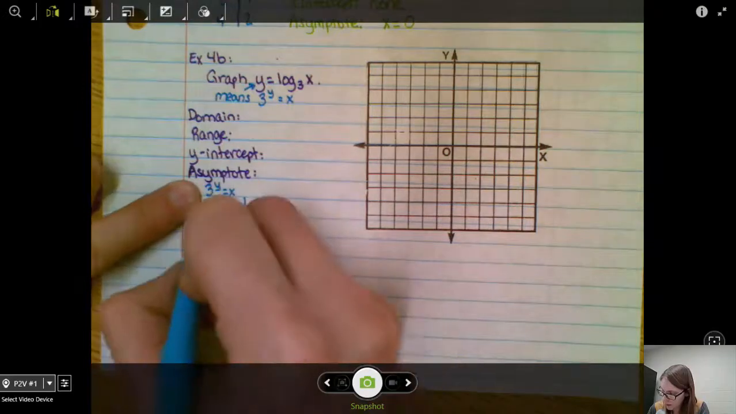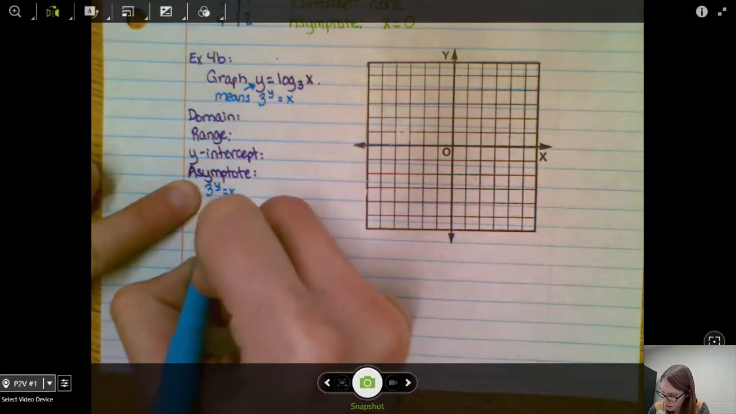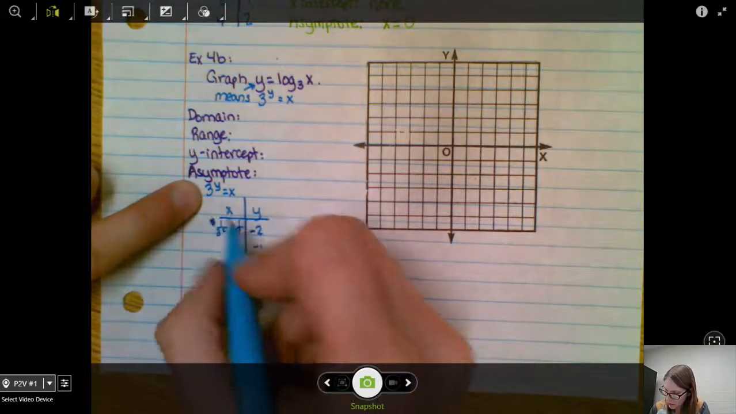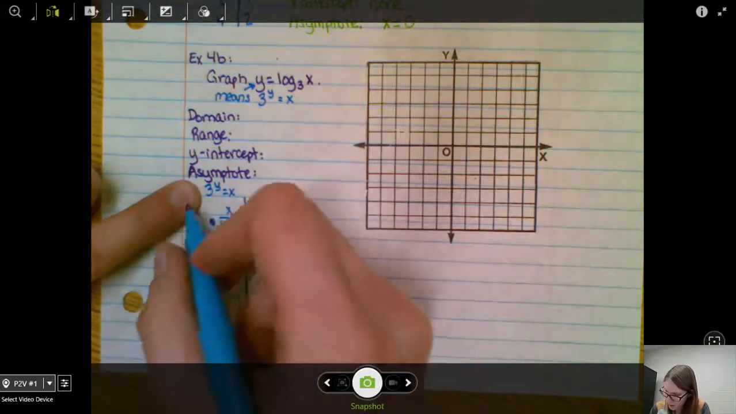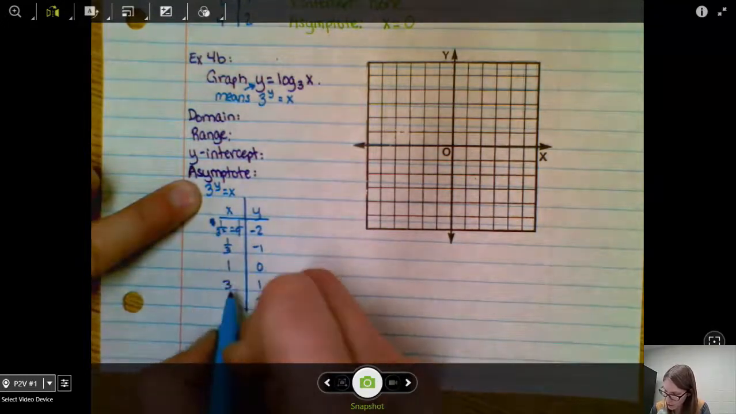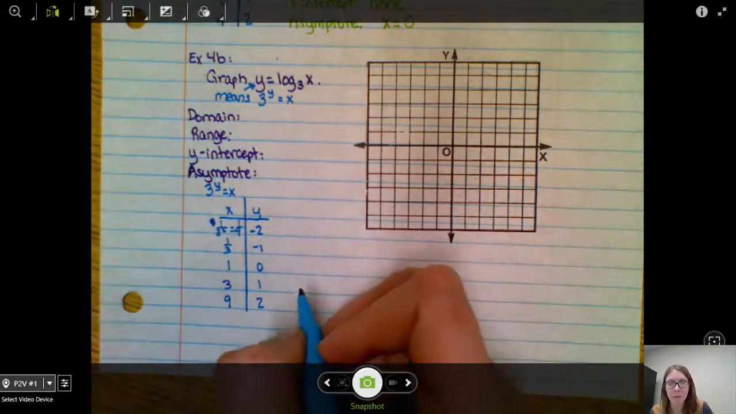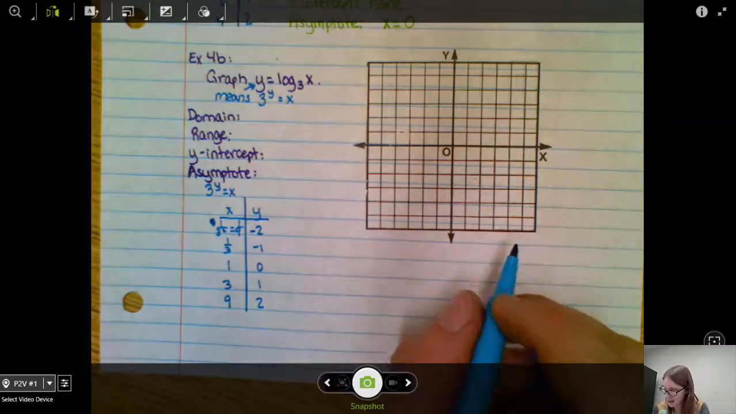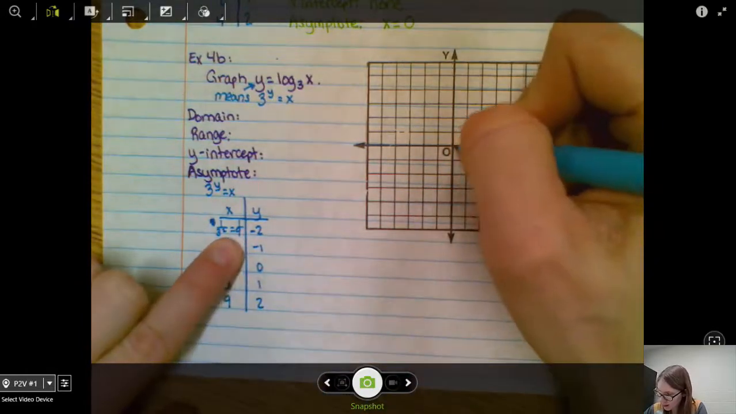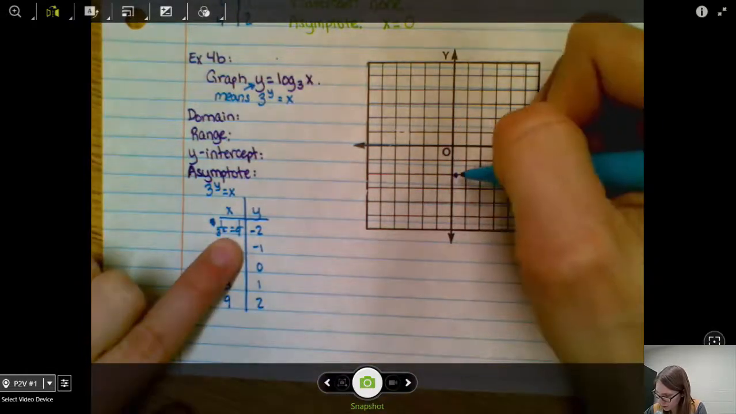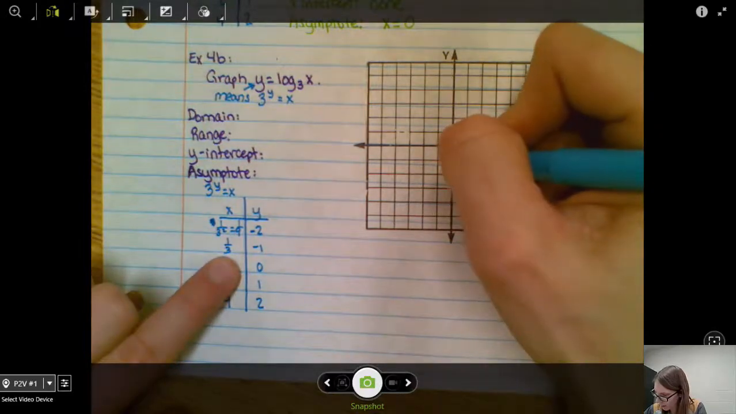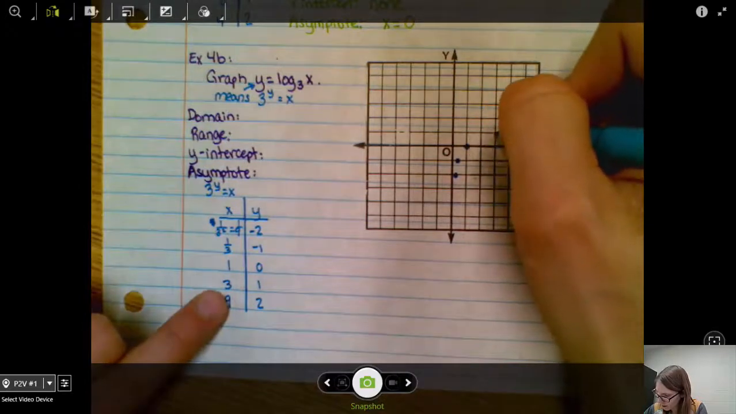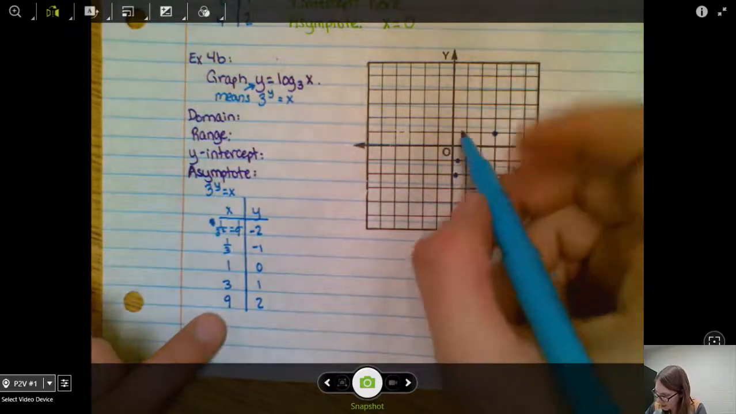3 to the -2nd power is 1 over 3 squared, which is 1/9. 3 to the -1st power is 1/3. 3 to the 0 power, 3 to the 1st power, and 3 to the 2nd power. Now we can plot these points. So 1/9 is our x value, 1/9, -2, 1/3, -1, 1, 0, 3, 1, and then 9, 2.